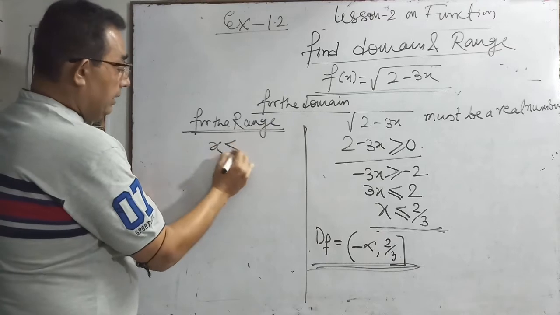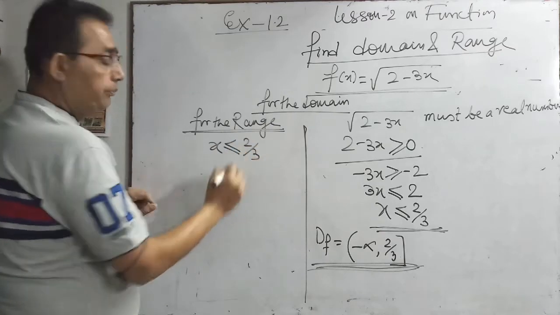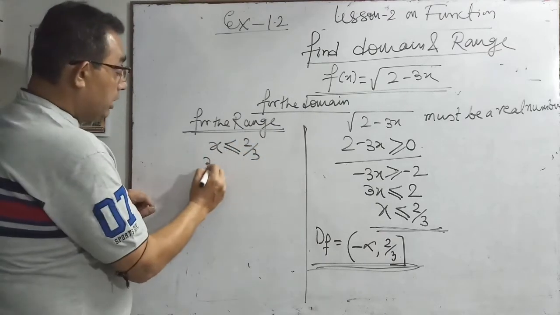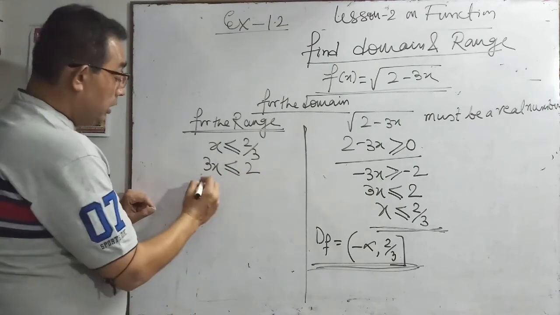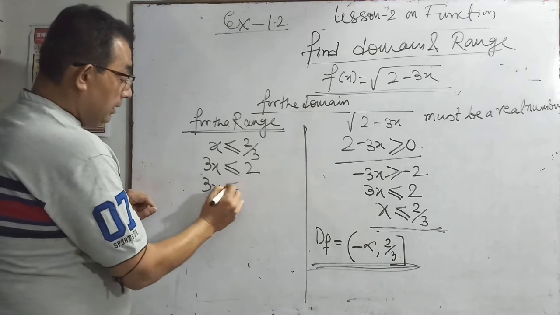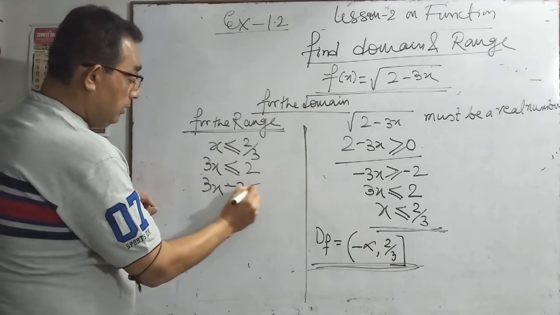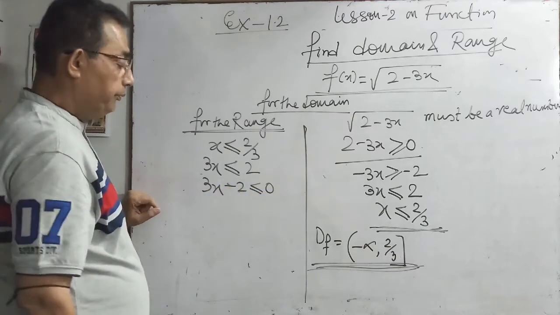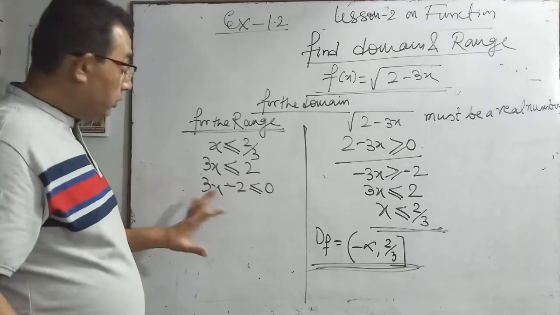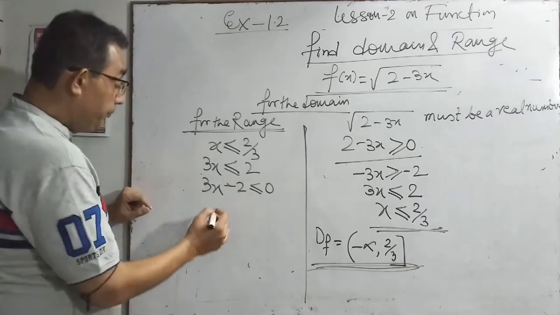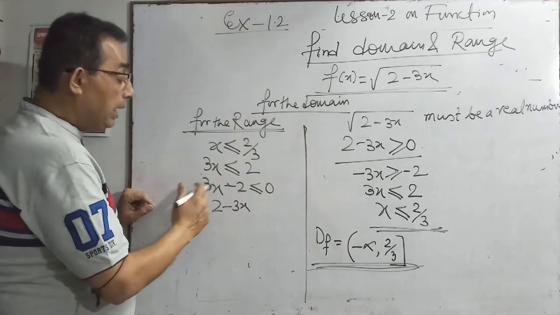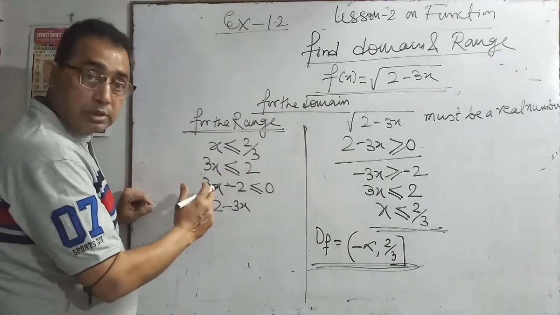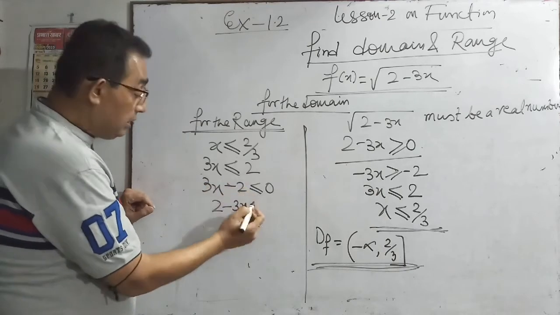For the range, x is less than or equal to 2/3. So 3x ≤ 2, 3x − 2 ≤ 0. Understood this one? Now, if you write 2 − 3x, multiplying with minus sign on both sides, the inequality should be changed.